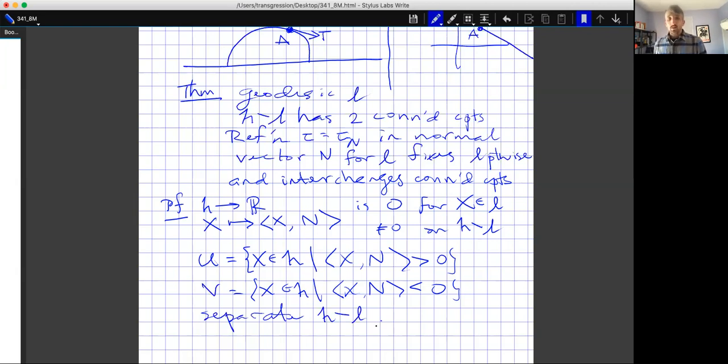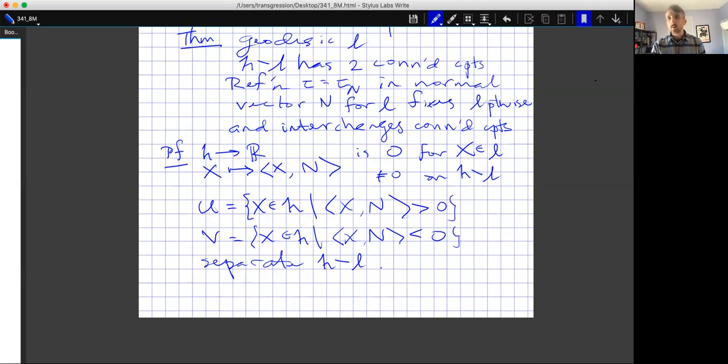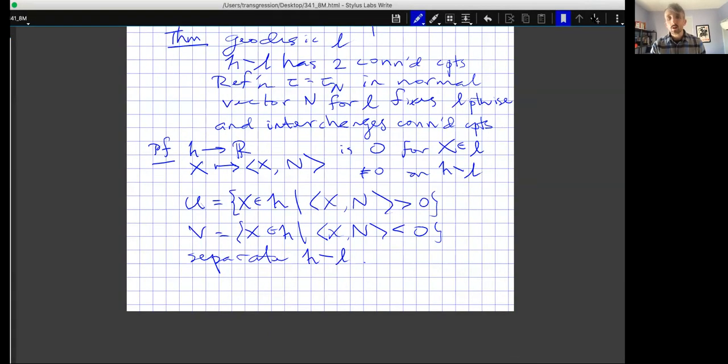Now let's look at the reflection part. I think I need to make a new page here. Cool.